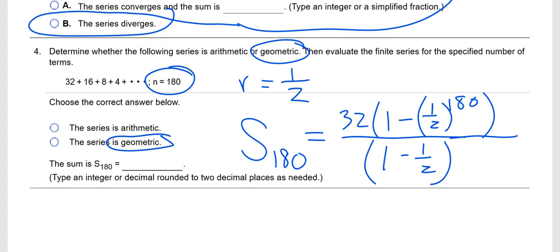Using your calculator, find the value instead of a new number.